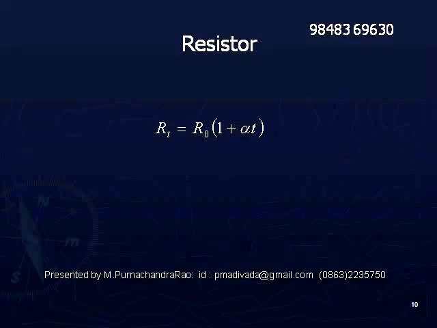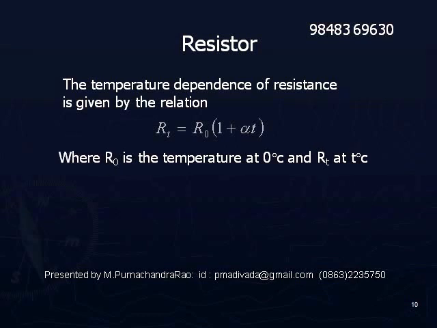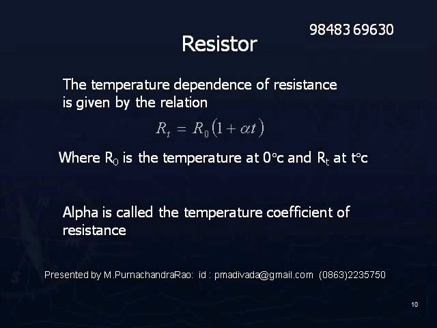The temperature dependence of resistance is given by the relation RT is equal to R0 into 1 plus alpha T, where RT is the resistance at T degree centigrade, R0 is the resistance at 0 degree centigrade, and alpha is known as the temperature coefficient of resistance.